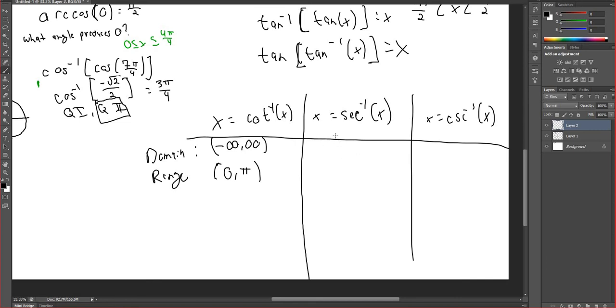For secant and cosecant, these ones are a little bit odd. We can get these from the rules in the past, but it's going to be from negative infinity to negative 1 with the union of 1 to infinity. It's going to be the same for the domain for cosecant. This is negative infinity to negative 1 and the union of 1 to infinity.